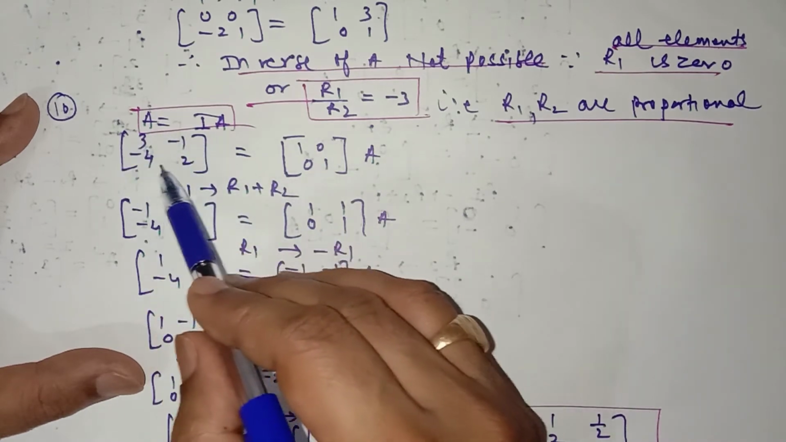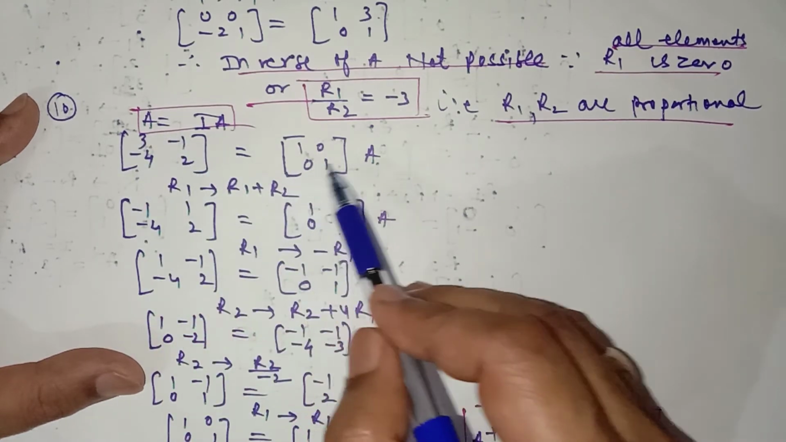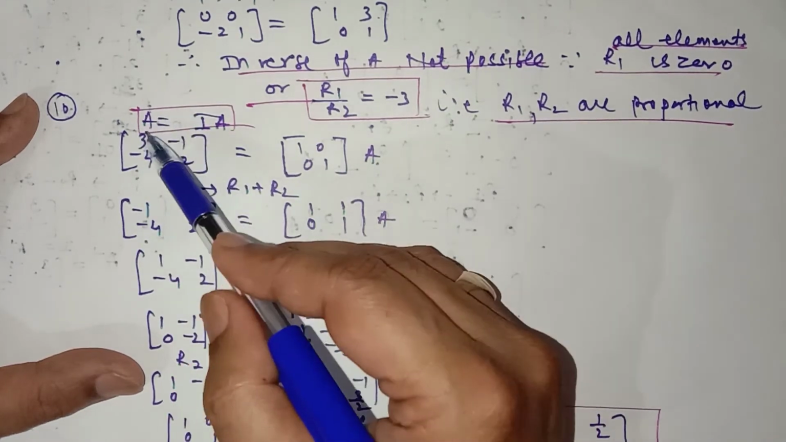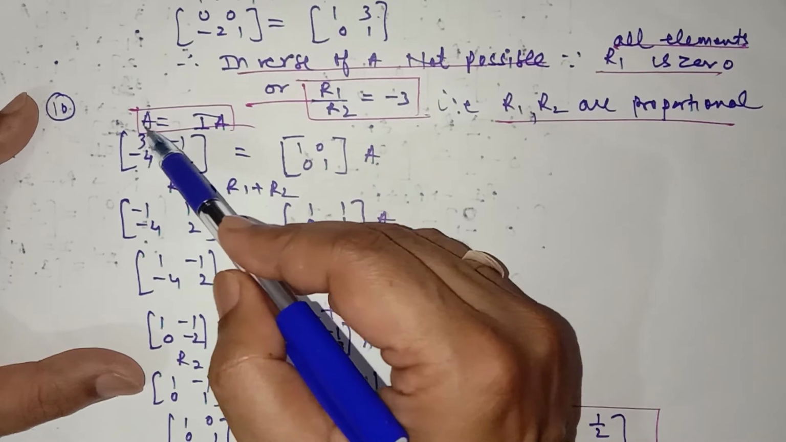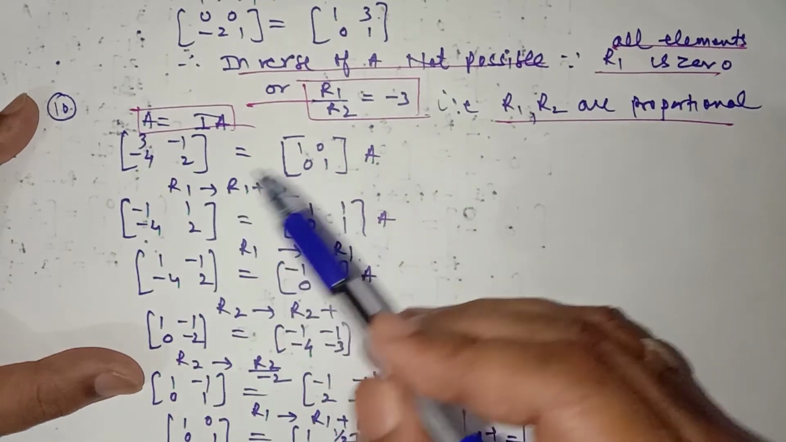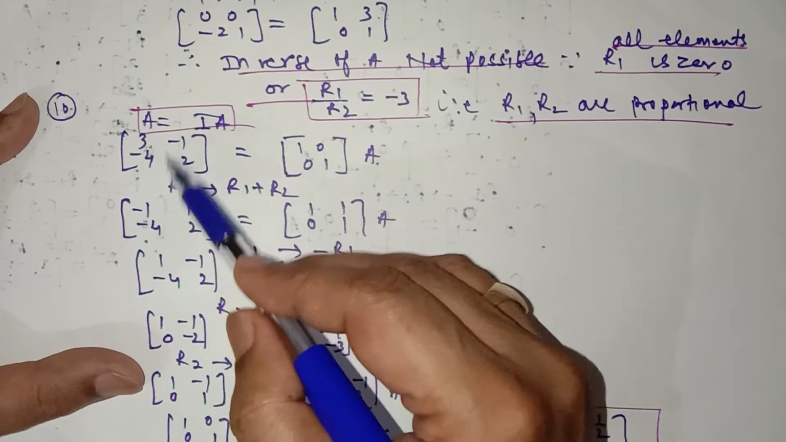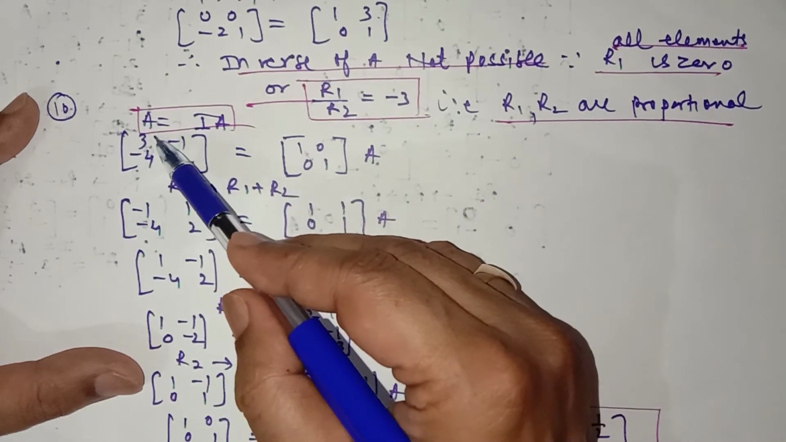Now in question number 10, we have A is 3 minus 1 minus 4 2, and I into A, and you have to convert it by the same method. A is equal to I into A. So how can you bring a 1 either here or here? If we add R1 plus R2, we will get minus 1 here, and we can multiply the first row by minus 1 to get the 1 here. Or you can bring the 1 here by interchanging the rows.